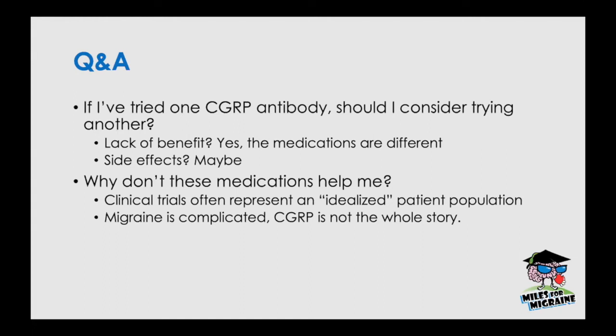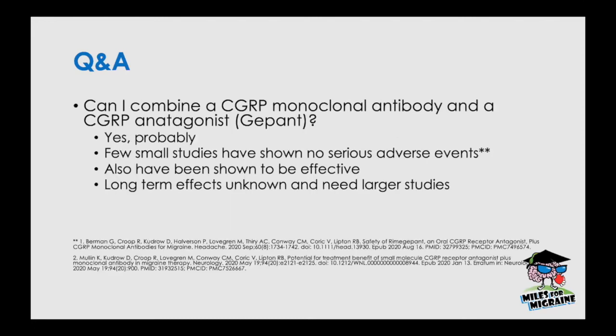So migraine is, like I said, very complicated, and CGRP is not the one and only target there. That's why it's possible that these medications may not help you as much as they helped those people in the trials. Can you combine a CGRP monoclonal antibody and a CGRP antagonist like a gepant?